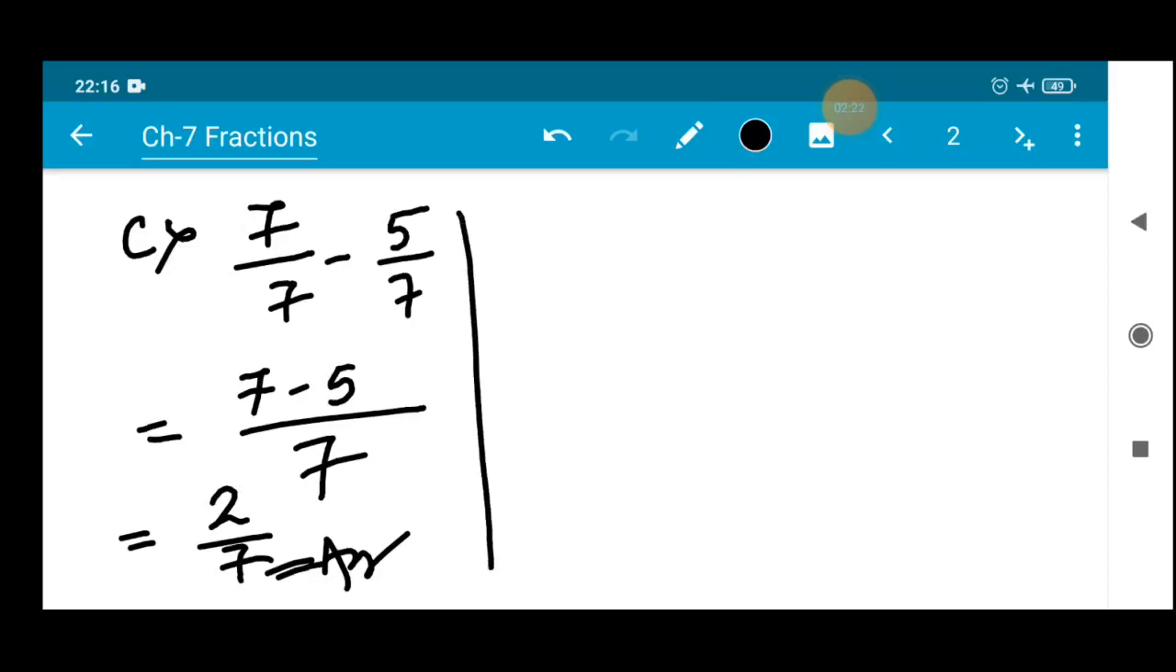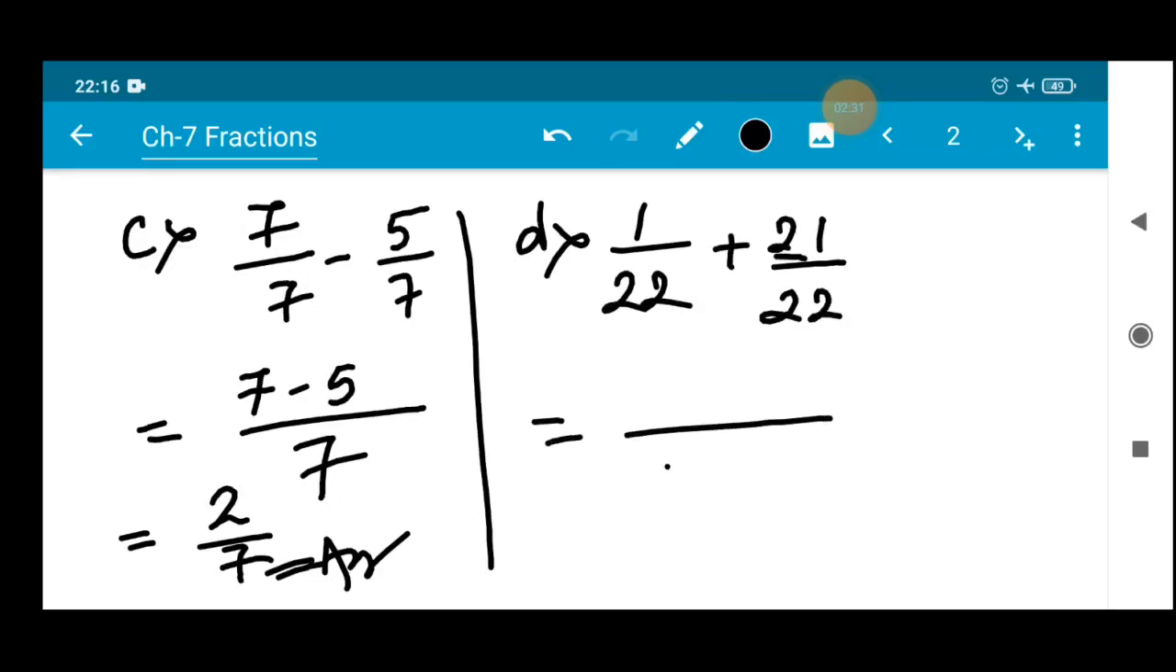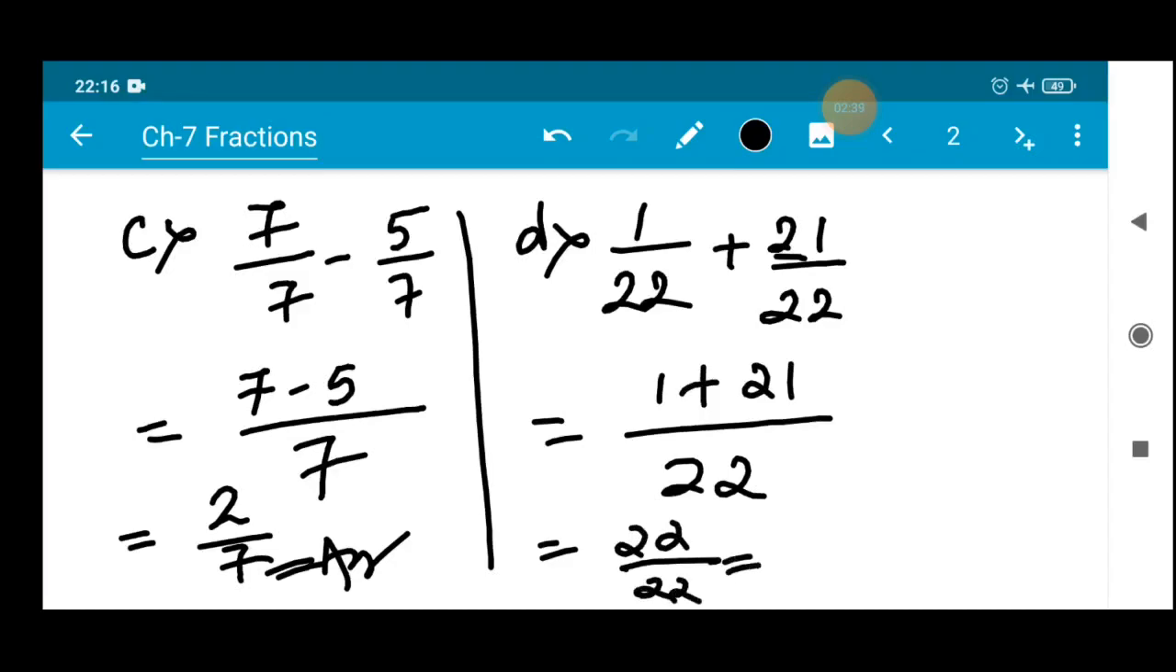Okay, very good. I hope you are understanding. 1 by 22 plus 21 by 22, same denominator, write down one denominator, then add the numerators, 1 plus 21, it is 22 divided by 22. Which actually means it is 1, because 22 by 22 is 1, right?